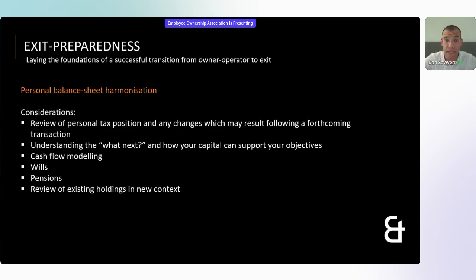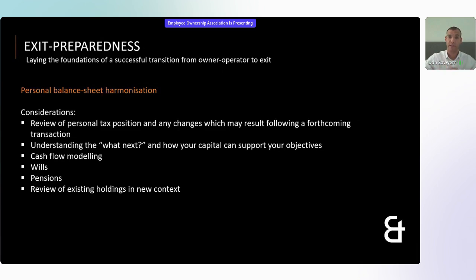Starting to think about existing pension holdings, which in many cases, post a transaction, will not be used for retirement because money purchase pensions actually fall outside the scope of inheritance tax. So very often they can be earmarked to be cascaded down to second or third generation family members post a transaction, because it will probably make more sense in most cases to derive your personal cash flow and income from the side of your balance sheet that does fall within the scope of inheritance tax.